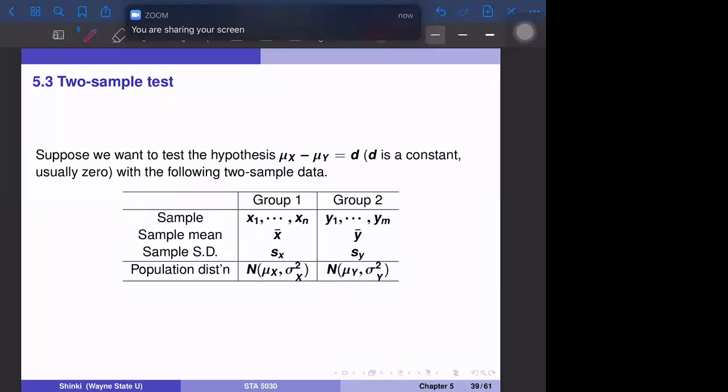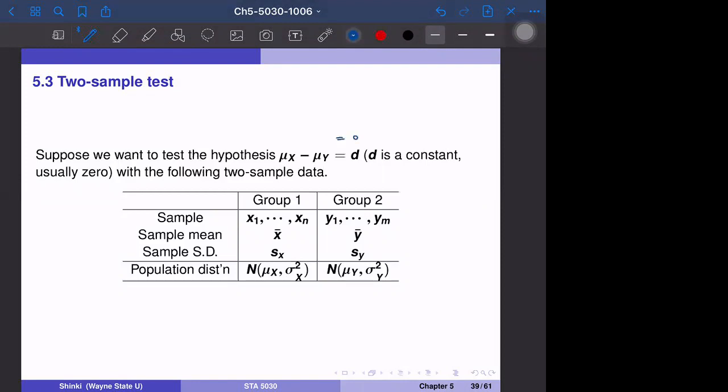Hi, the next topic is two-sample tests. Suppose that we want to test the hypothesis that mu x minus mu y is equal to d, where d is a constant. Usually we test if mu x minus mu y is equal to 0.